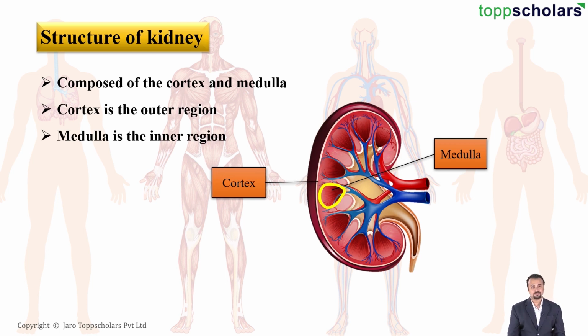Students, also remember the cortex appears to be very granular due to presence of the structural and functional unit of the kidney called the nephron, whereas all the tubes of the nephron lie in the medulla. Therefore, the medulla appears to be striated.